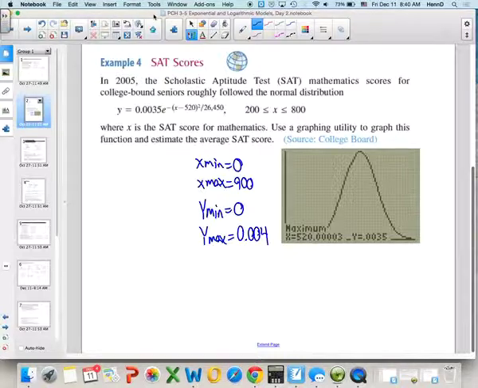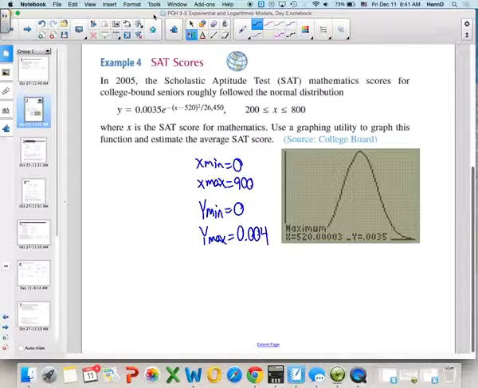Now, you can also see the mean right here. 520 is the mean. When you have x minus something, because normally a Gaussian function is centered right on the y-axis. It's symmetrical about the y-axis. But this shifts it over to where the mean is. So, understanding a little bit about the equations of these functions helps us be able to find different values easily and also be able to see the graph pretty easily.